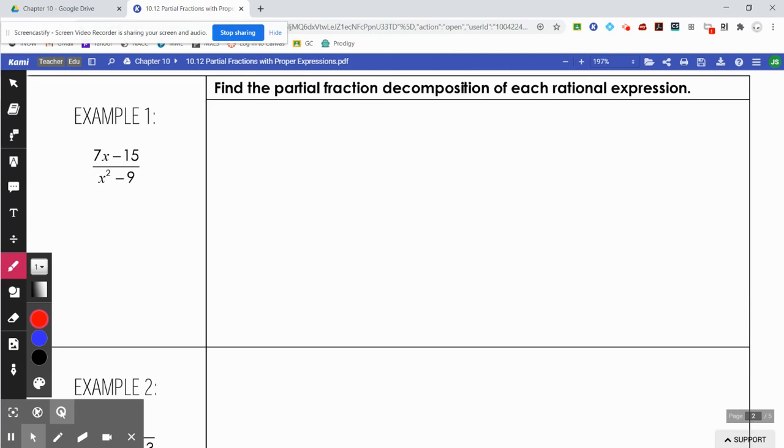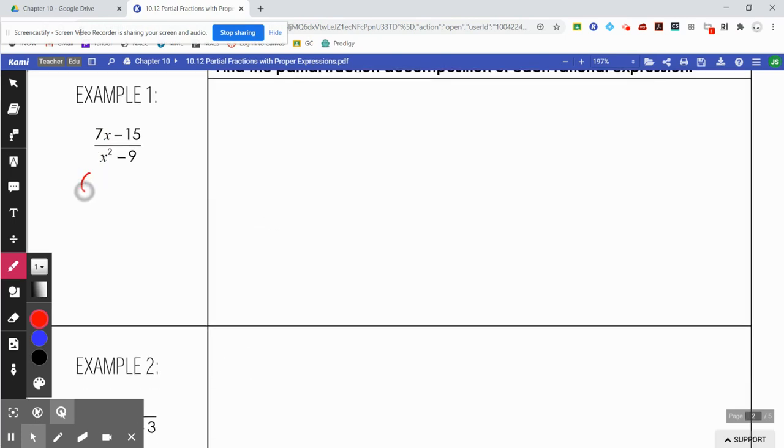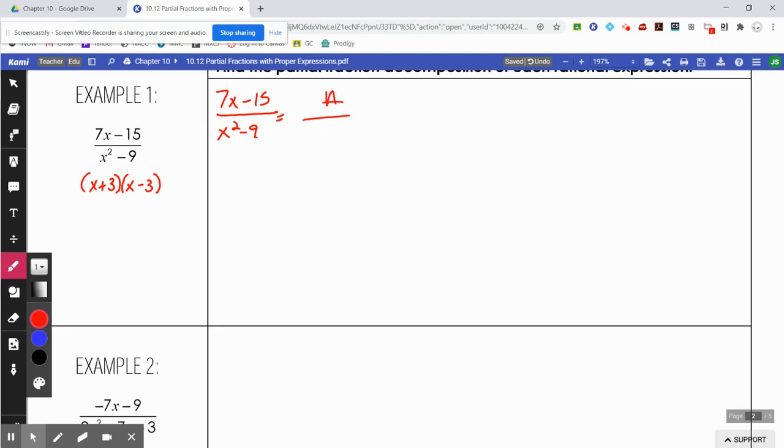Okay, now let's work a few more examples. Decompose the following fraction, 7x minus 15 over x squared minus 9. The bottom factors into x plus 3 times x minus 3. So we're going to write our 7x minus 15 over x squared minus 9 as A over x plus 3 plus B over x minus 3. Again, we multiply everything by our common denominator. Once you do, things will cancel, and here's what you're left with.